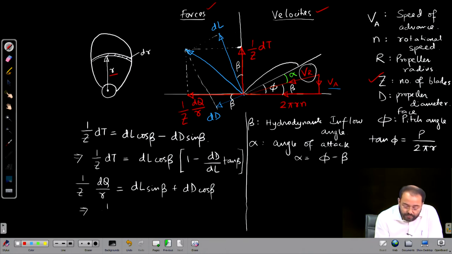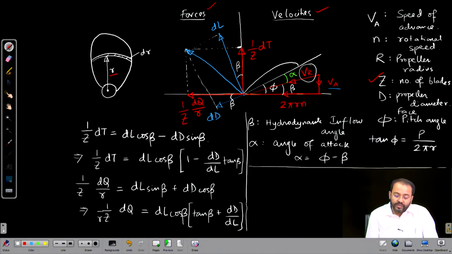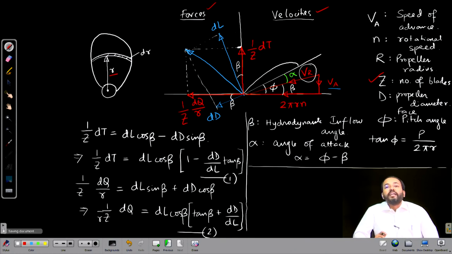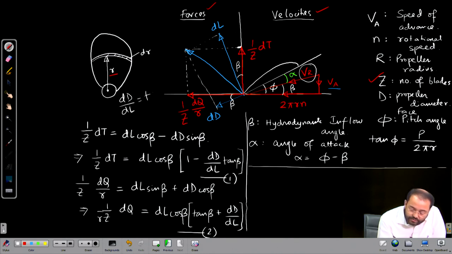So, 1 by z dq, 1 by r z dq, let us write, equal to dL cos beta. We will take dL cos beta as common and write the first as tan beta plus dD by dL. Okay. So, let this be 1 and this be 2, right. Now, we will use a simplification, we will write dD by dL, the ratio of the sectional drag by the sectional lift force, as tan gamma, okay, for ease of computations. So, we will write dD by dL equal to tan gamma.